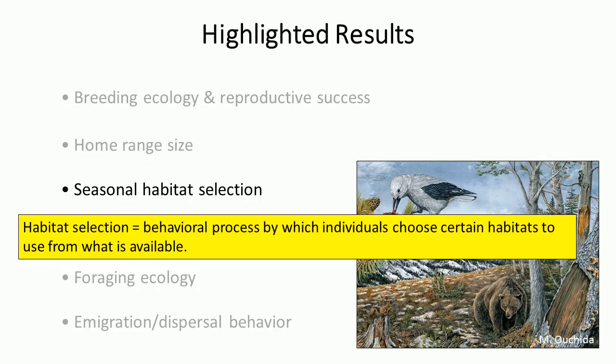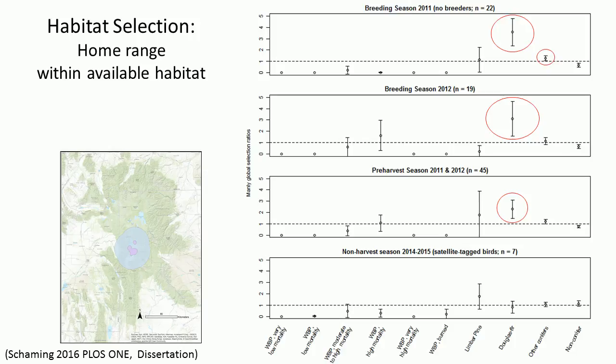So next, looking at habitat selection. Habitat selection is the actual behavioral process by which individuals choose certain habitats to use from what is available. It's not just where they are, but what they're actually choosing from what's available. And this, once again, shows somewhat different results depending on which group of birds and which time of the year we're looking at.